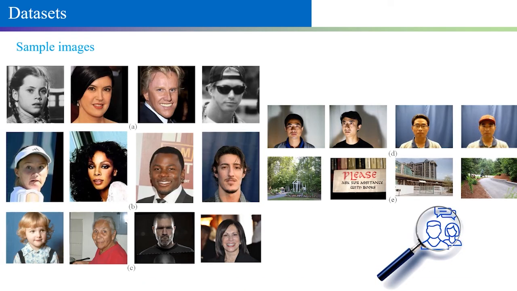An example of a common dataset is shown in the figure below. A is the CASIA WebFace dataset. B is the CelebA Face Attribute dataset. C is the Helen Face dataset. D is the CASIA dataset. E is the Places2 dataset.